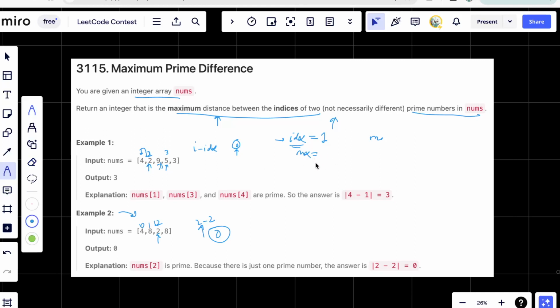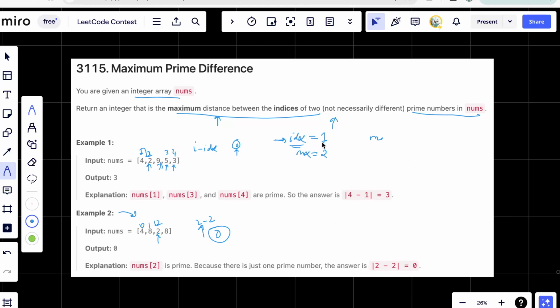So we'll be taking the maximum of the previous mx and the current i minus idx value. So here in the mx we will take 2. Okay, moving further, my i will be at this position. Now this is the fourth index. Again, I can see my idx is 1, which means I have encountered a prime number before.